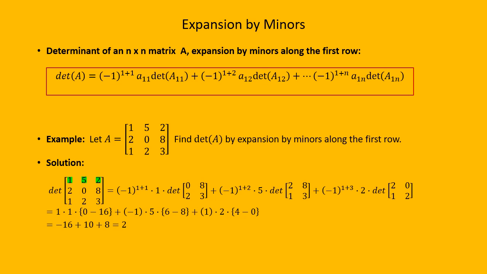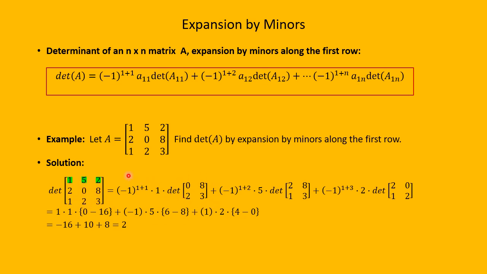As an example of this expansion by minors, let A be this 3 by 3 matrix, and we'll find the determinant of A by expansion by minors along the first row. So we're going to use this highlighted row. Here's what happens. For this element 1 in this row, we're going to have minus 1 to the 1 plus 1 times that element 1 times the determinant of the matrix we get by crossing out the column and the row this 1 is in. And so the submatrix is right here, 0, 8, 2, 3.